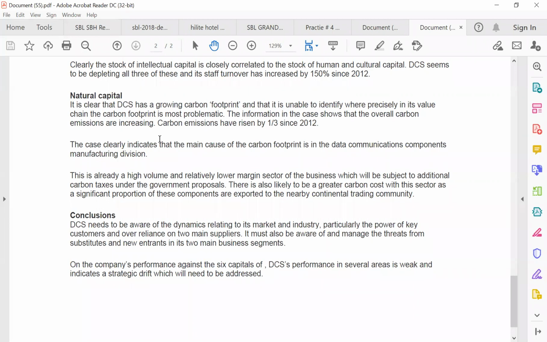Conclusion. DCS needs to be very well aware of the dynamics relating to its market and industry, particularly the power of the key customers and the overall reliance on the two main suppliers. It must also be very well aware of and manage the threats from substitutes and new entrants in its two main business segments. On the company's performance against the sixth capital, DCS's performance in several areas is weak and indicates a strategic drift which will need to be addressed.